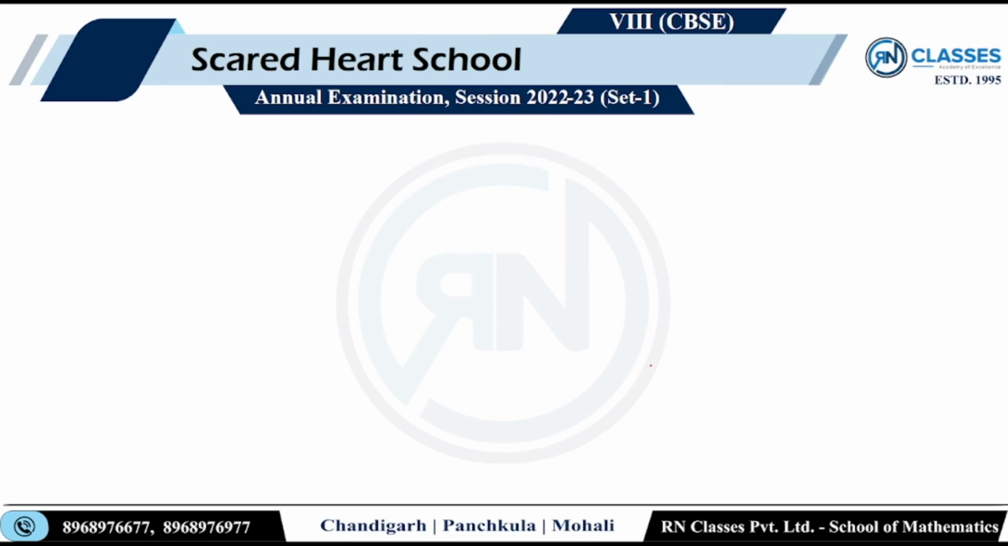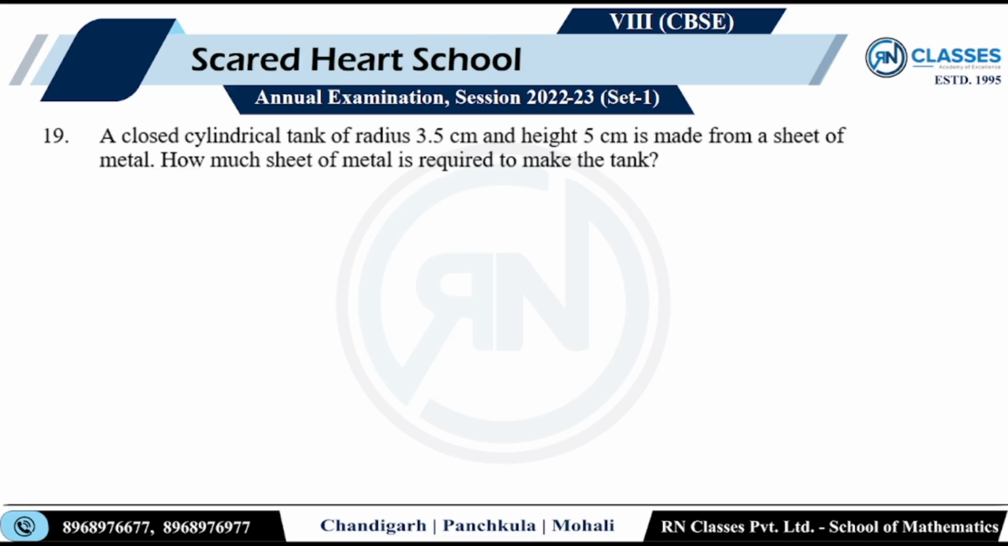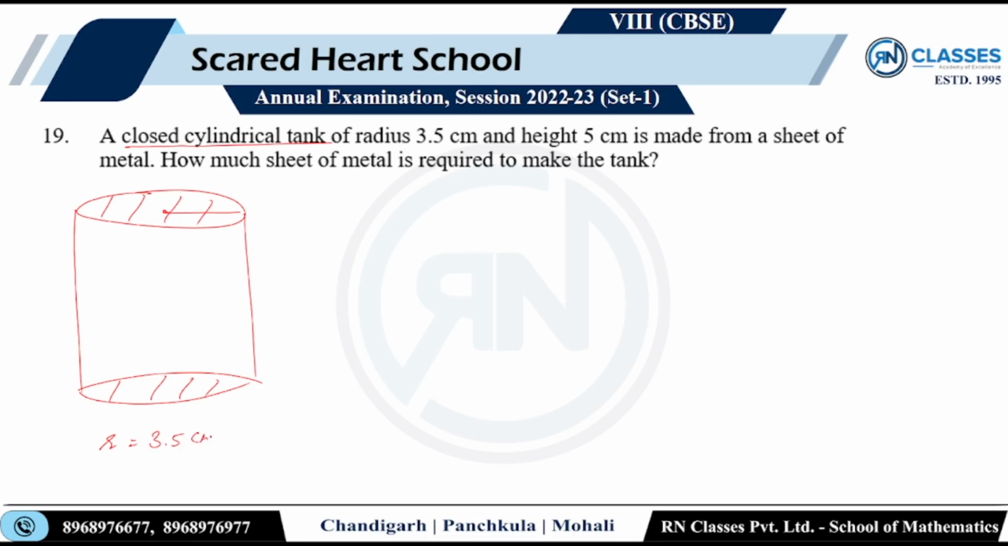That's it. Next, a closed cylindrical tank of radius 3.5 centimeters, height 5 centimeters, is made from a sheet metal. How much sheet metal is required to make the tank? He's talking about a closed cylindrical tank. मतलब कि upper part and lower part both are closed, right? And ये वाला part भी closed है, ये वाला part भी closed. Radius is already given to be 3.5 centimeters and height is already given to be 5 centimeters, right?